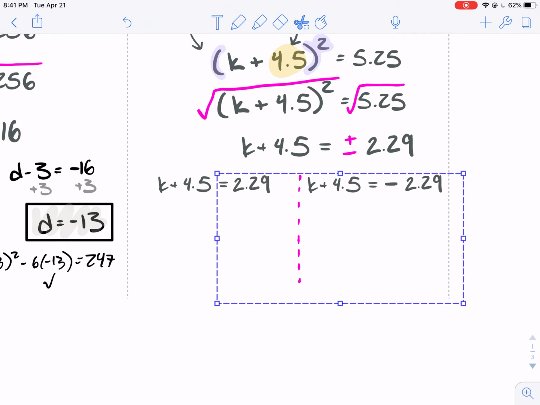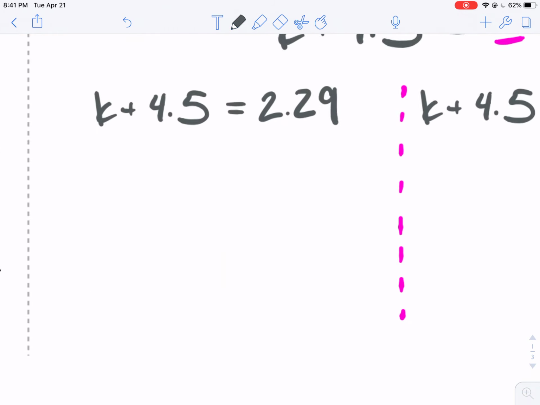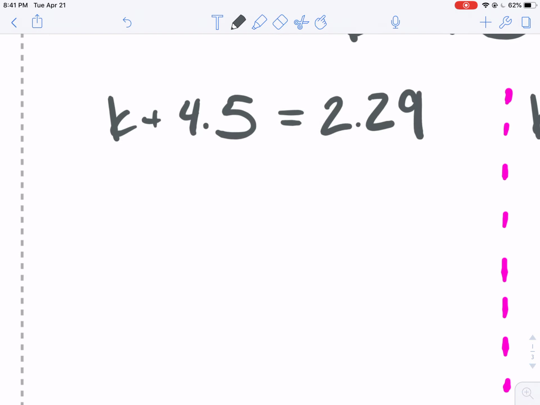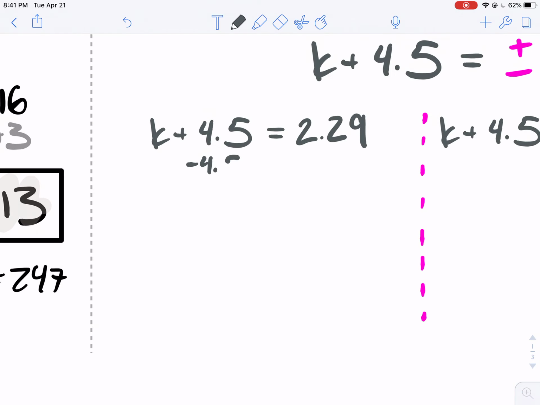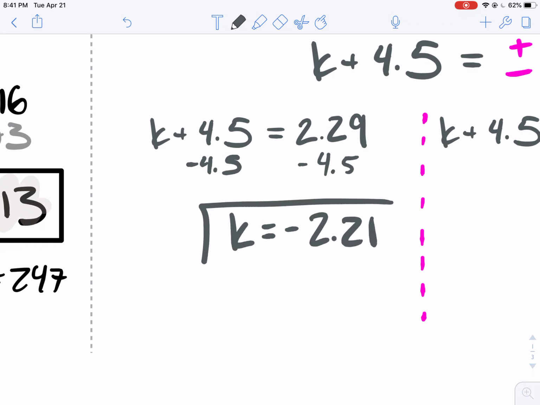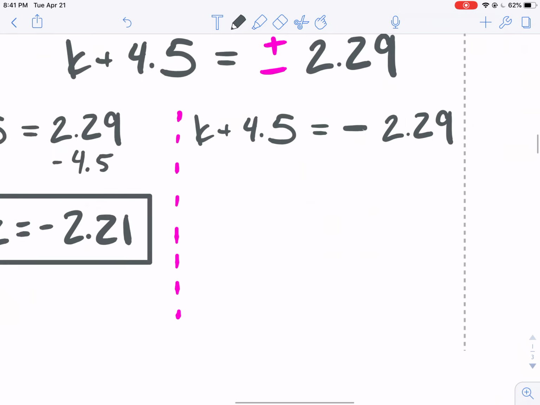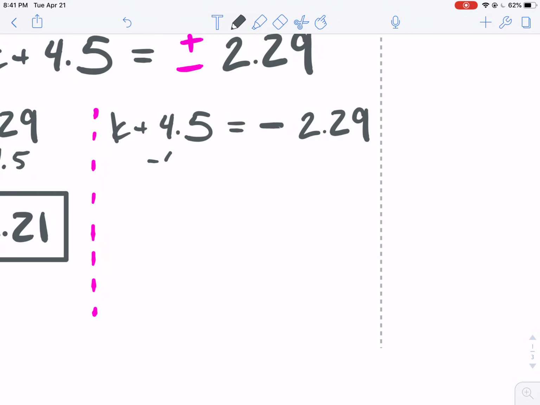Now that we have each of those, we can solve by subtracting 4.5. So on this side, we're going to subtract 4.5 on each side of our equal sign. That gives us that k equals negative 2.21. And on this side, we're going to solve for k by subtracting 4.5 on each side. And that gives us that k equals negative 6.79.